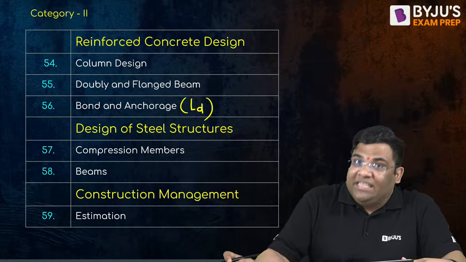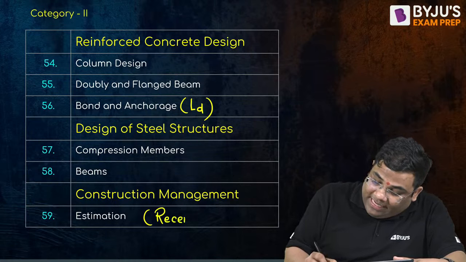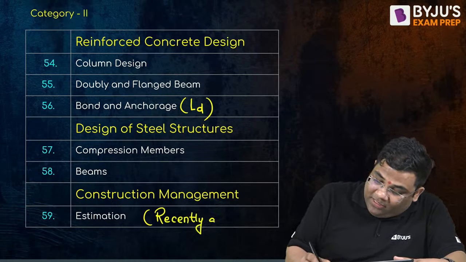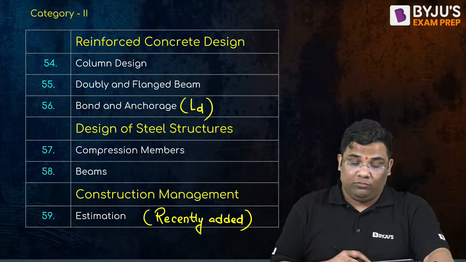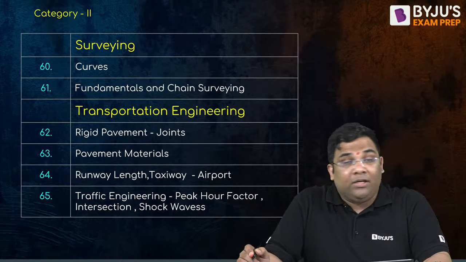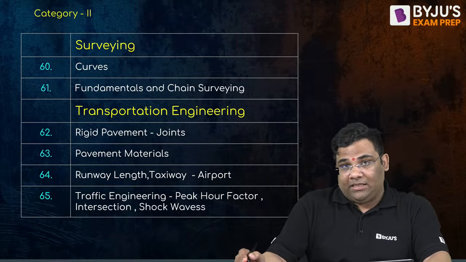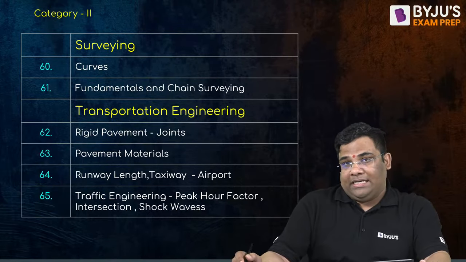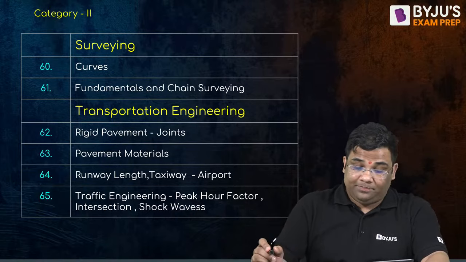Construction management, we have estimation, right? It's a newly, recently added topic. Therefore, it is in category 2, not in category 3. It is also important. Okay, so these are category 2. Then in case of surveying, curves are also important. They're asking you many questions from curves, like PVC and PT. They're asking you the mid ordinate and chord length and tangent length. So all these things are asked in curves, so very important.